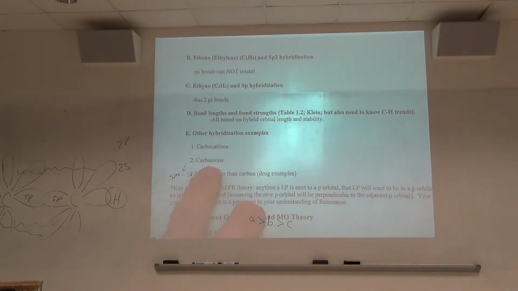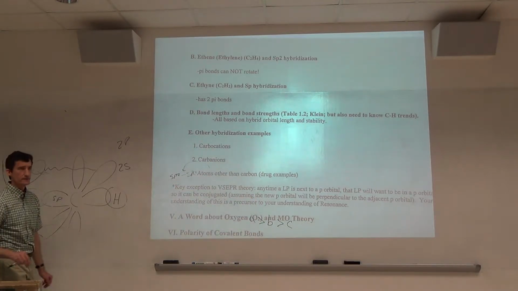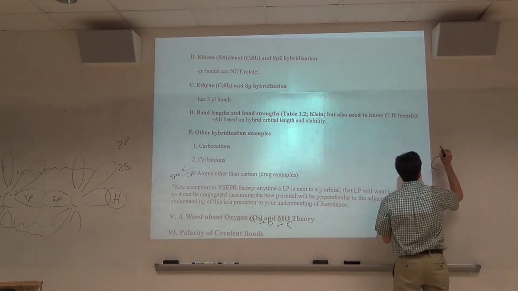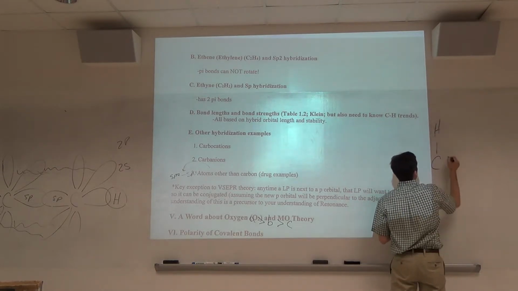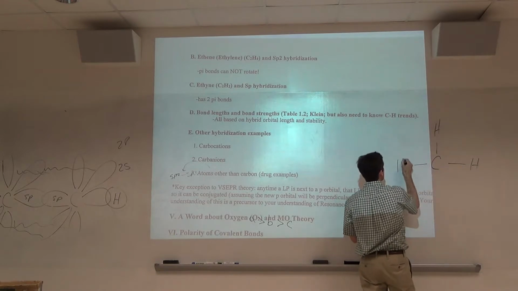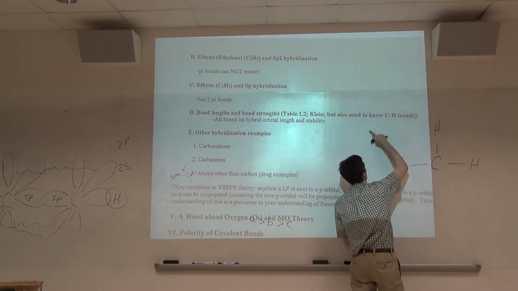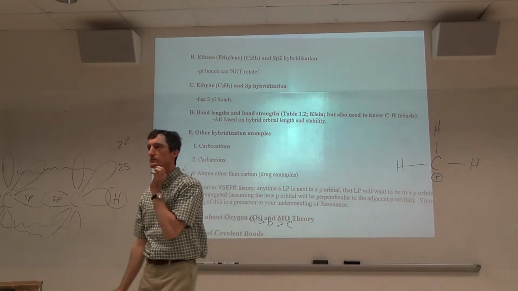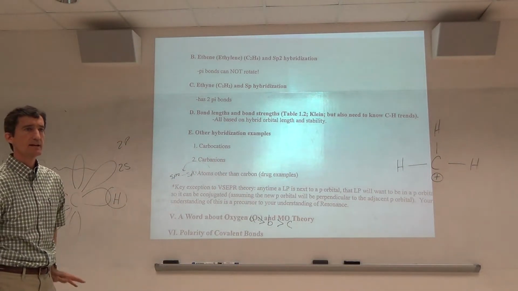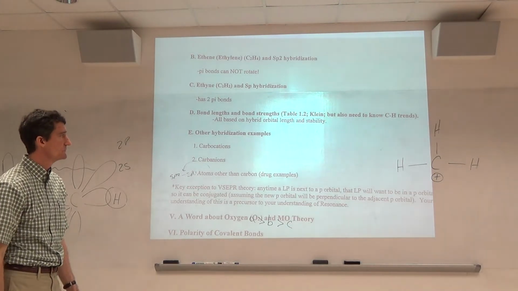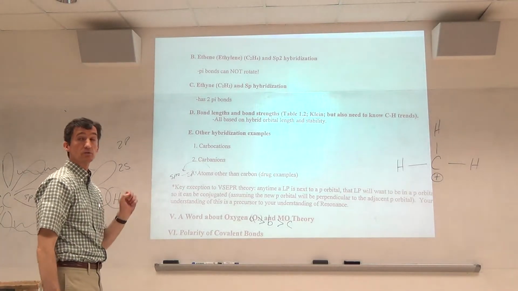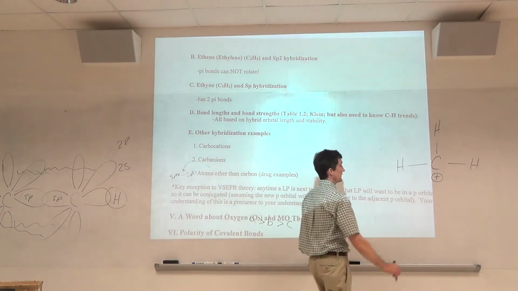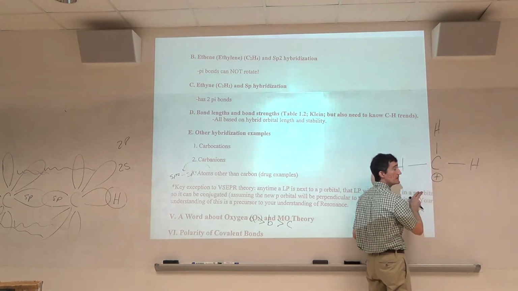Other hybridization examples. Let's look at carbocation. What is a carbocation? I'm not going to worry about bond angles here. That would be an example of a carbocation. Carbon that's a cation, carbon with a plus charge. You've got to be able to calculate charges. The carbon owns 3, because it's missing 1 plus charge.